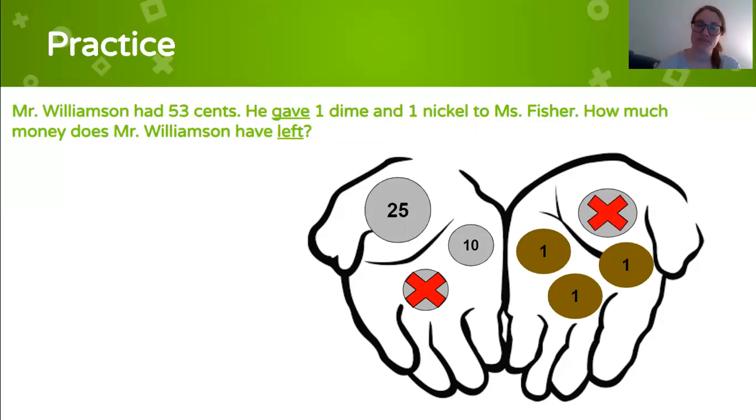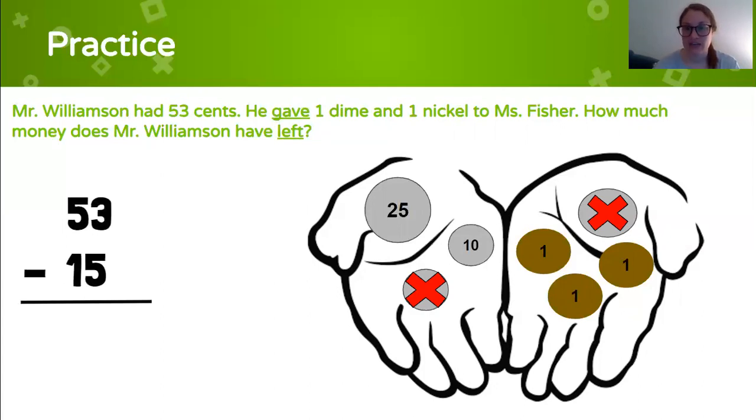Okay? So he had 25, 35, 36, 37, 38. That's how much he has left. What was the value of what he gave to Miss Fisher? 1 dime and 1 nickel. A dime is worth 10 cents and a nickel is worth 5. What is 10 and 5? Right, 15.